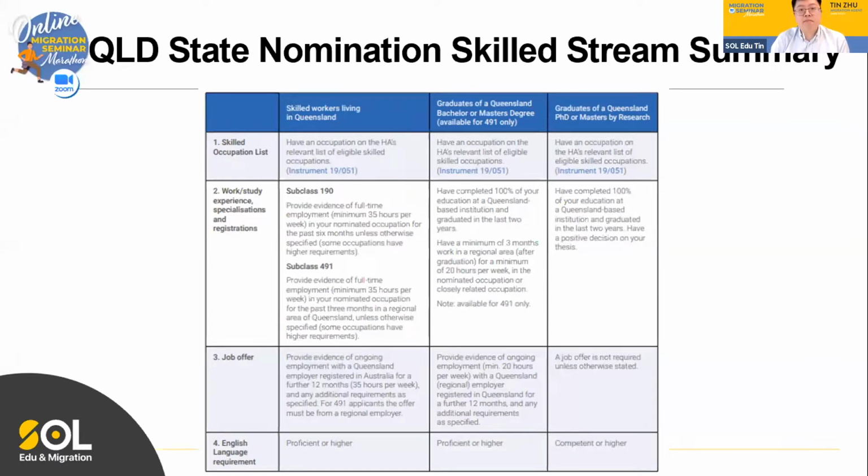As long as you meet the DHA requirements and are a recent graduate from Queensland, then you will be eligible to apply for the state nomination and for the 190 visa as well. So no points requirement for PhD graduates, only 65 is enough. But for skilled workers, they require 80 points for 190, yes.